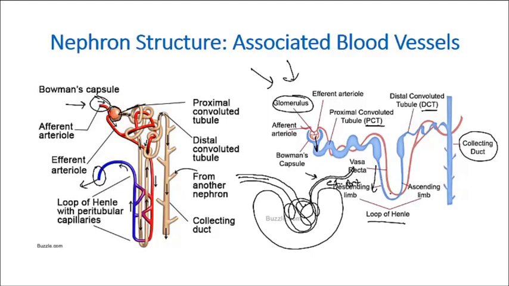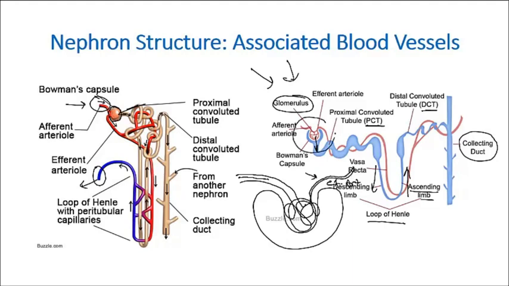Then it starts going up, known as the ascending limb, and this ascending limb is a little thicker compared to the descending limb. Then from the loop of Henle, the fluid enters the twists and turns known as the distal convoluted tubule, and finally empties through the collecting duct. Now, this is the overview of the nephron structure.